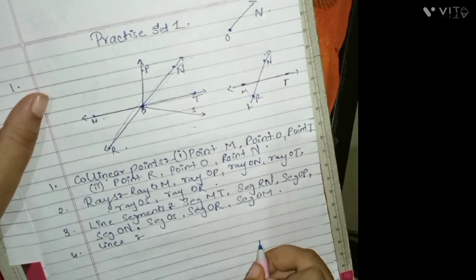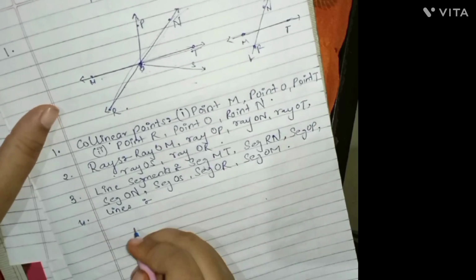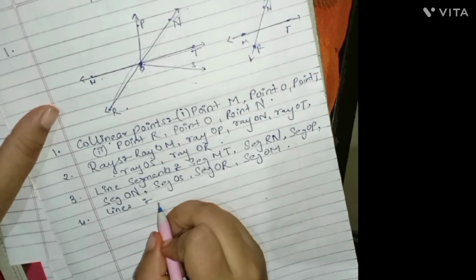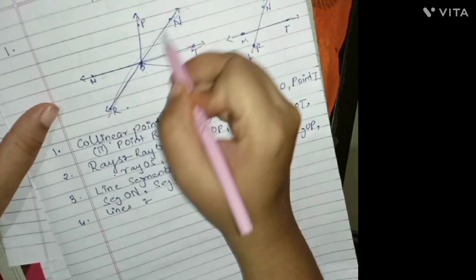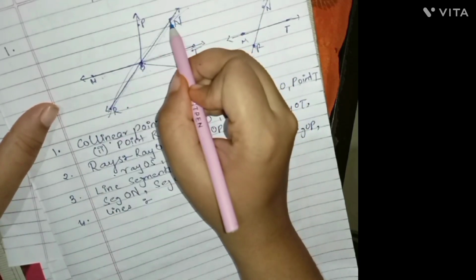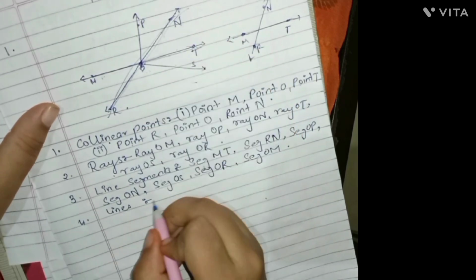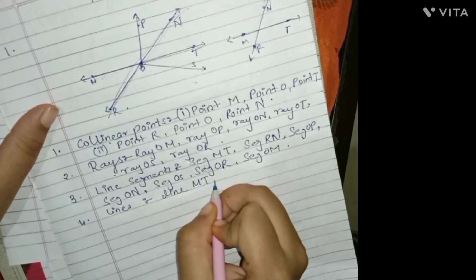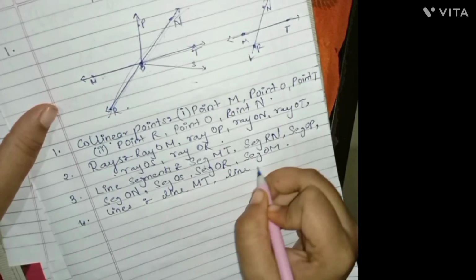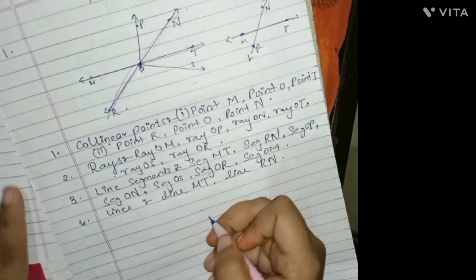Understood what I am trying to tell you, students? So we move ahead. Now the last one is line. Only two lines in this, line MT and line RN, because a line is made from a line segment. So now here we have line MT and line RN. Understood? Very simple.